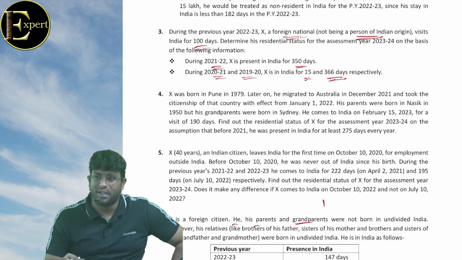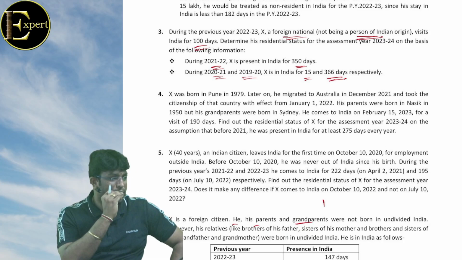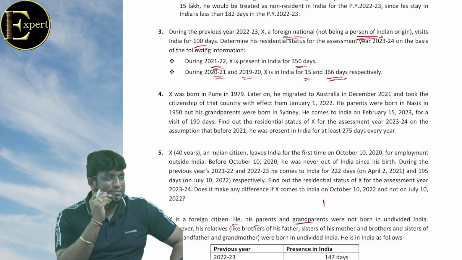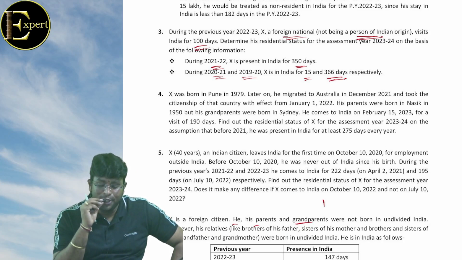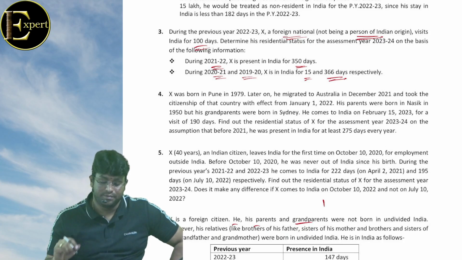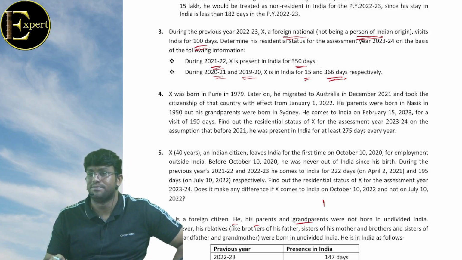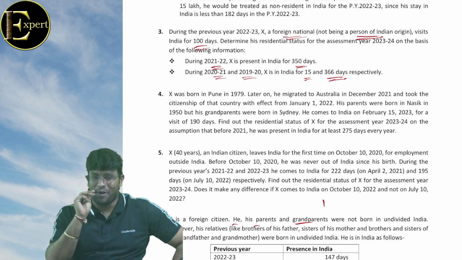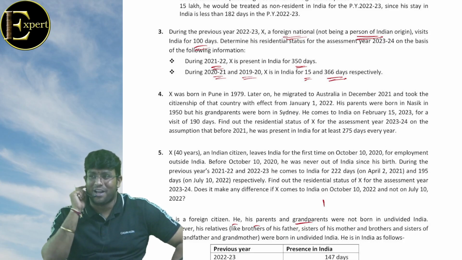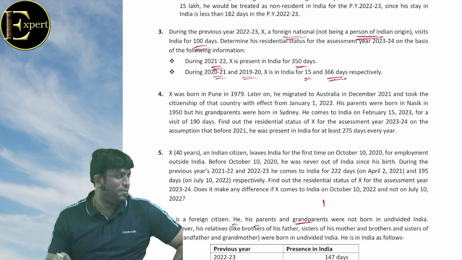Think properly, then tell me the answer. बोलो बोलो बोलो. You want options? Option A. पता है ना ऑप्शंस क्या है मेरा? ROR, RNOR, NR. बोलो आंसर क्या है?